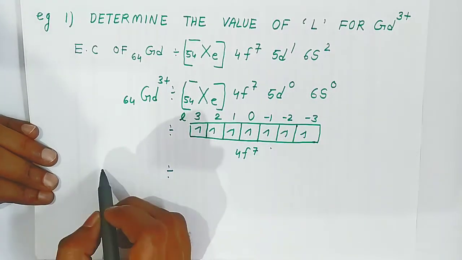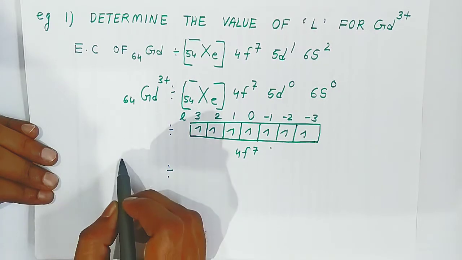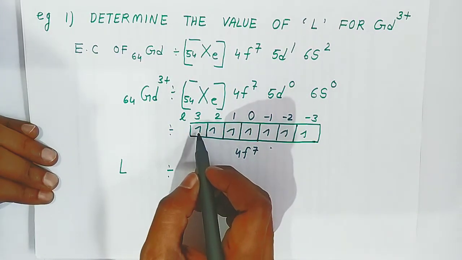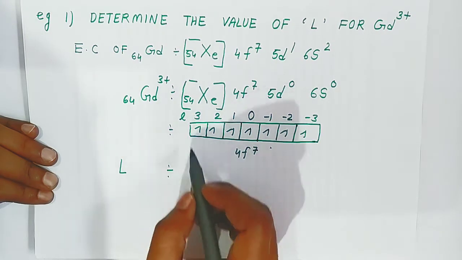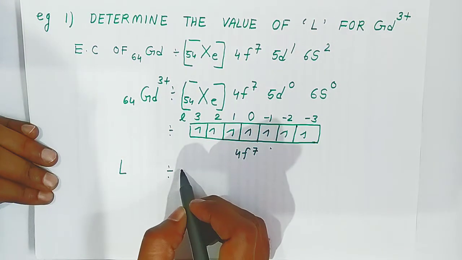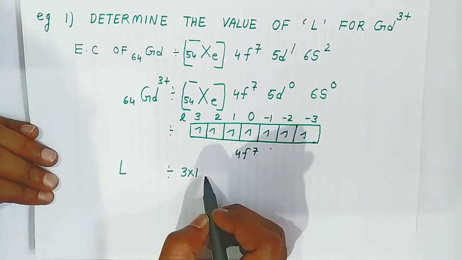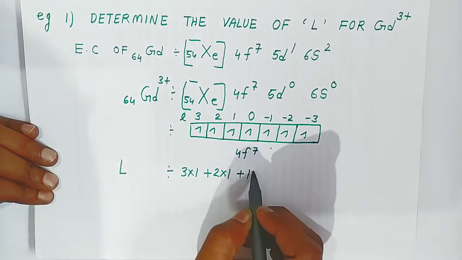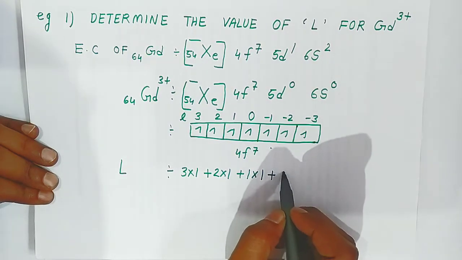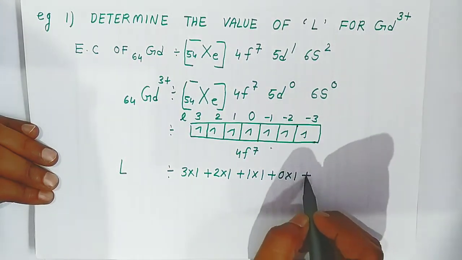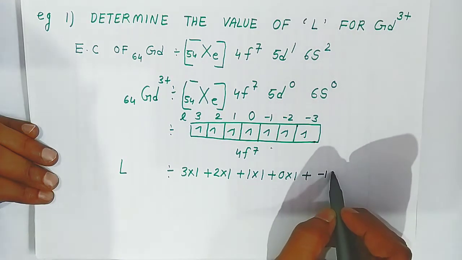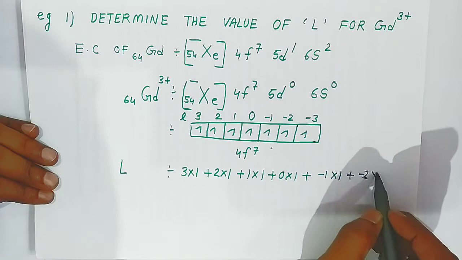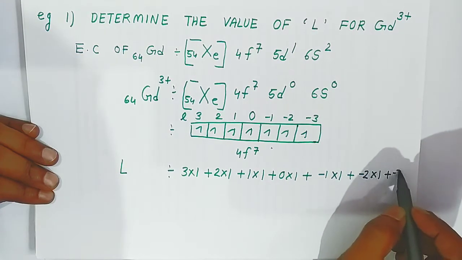Now when you find the orbital magnetic moment, that is the value of L, you have to multiply m with the number of electrons. Because we have to make the sum, it is 3 into 1 plus 2 into 1 plus 1 into 1 plus 0 into 1 plus minus 1 into 1 plus minus 2 into 1 plus minus 3 into 1.